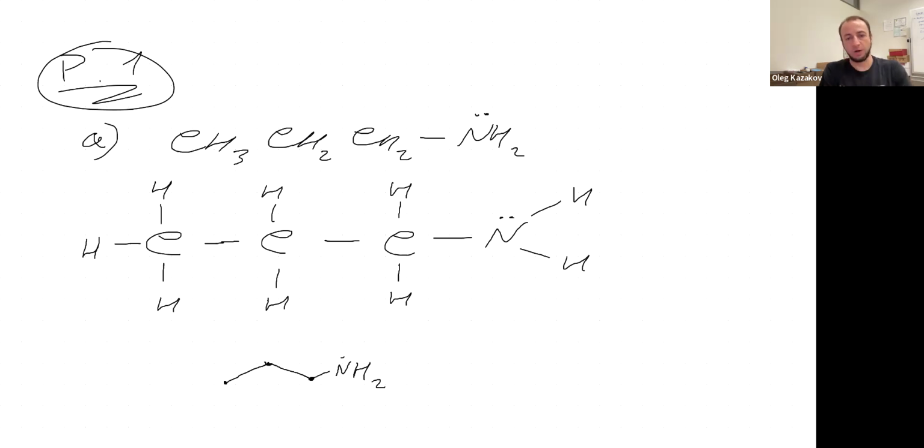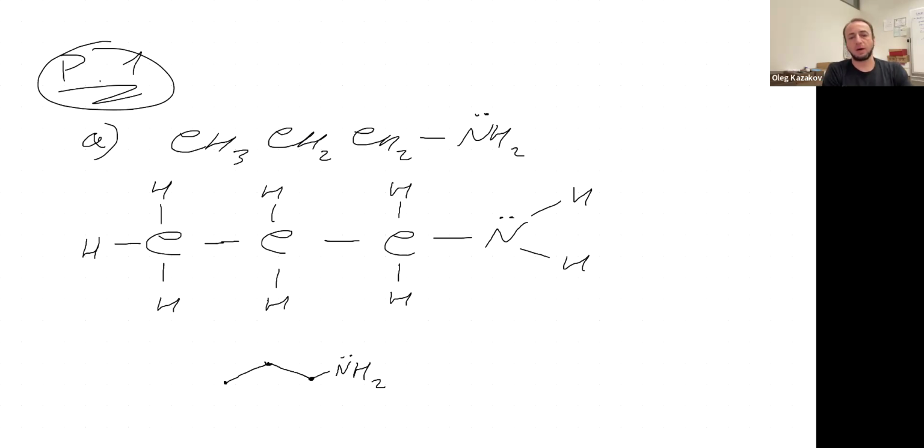So yeah, this is our condensed, not condensed, but skeleton writing of this particular functionalized alkane, let's put it that way. So we have CH3, CH2, CH2 again, and NH2.